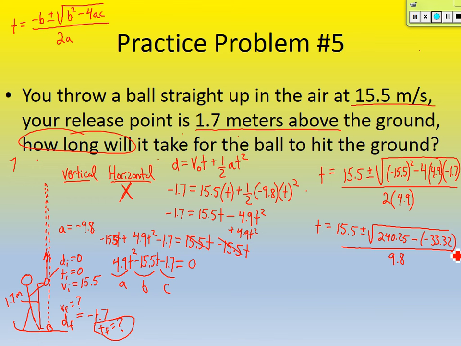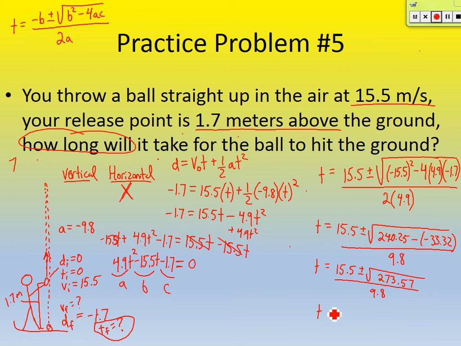Now let's look at it. Let's again simplify what's underneath the square root sign. So I'm going to do t is equal to 15.5 plus or minus the square root. Let's do 240.25. Now what's a minus times a minus? Well, that's going to be plus. And so 240.25 plus 33.32, and I'm getting 273.57. All over 9.8.